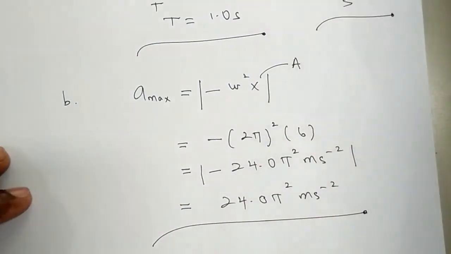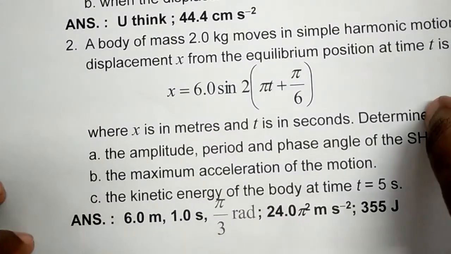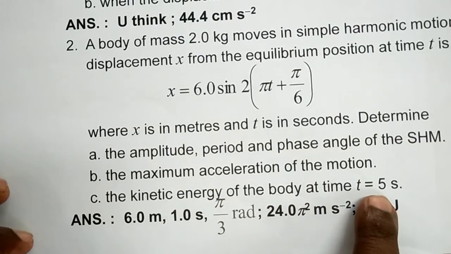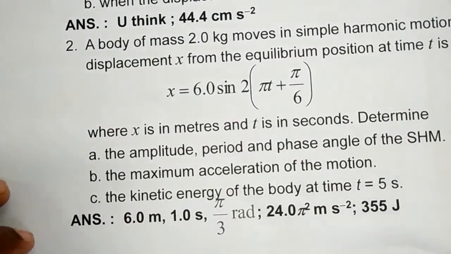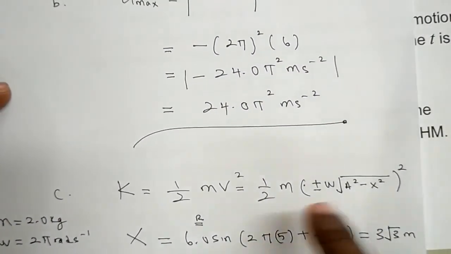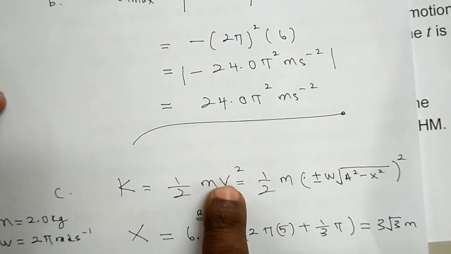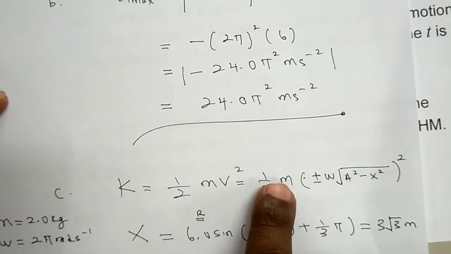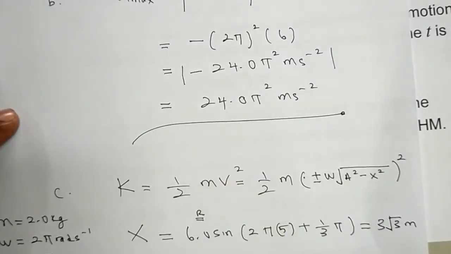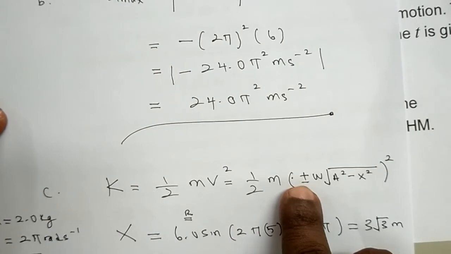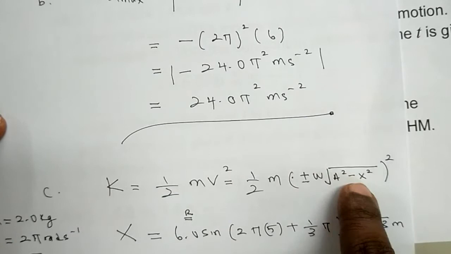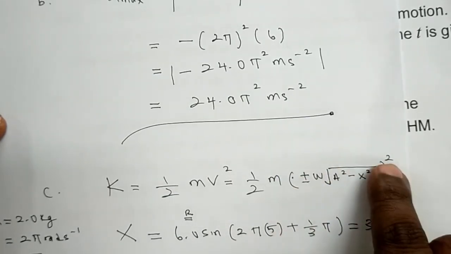For section C, the question asks you to find the kinetic energy of the body at time t equals 5 seconds. To answer this question, we have to recognize the formula for kinetic energy, which equals half m v squared. The kinetic energy equals half m v squared, equals half m, where v is the velocity of the particle, which is positive or negative omega square root of a squared minus x squared. The whole thing should be squared.